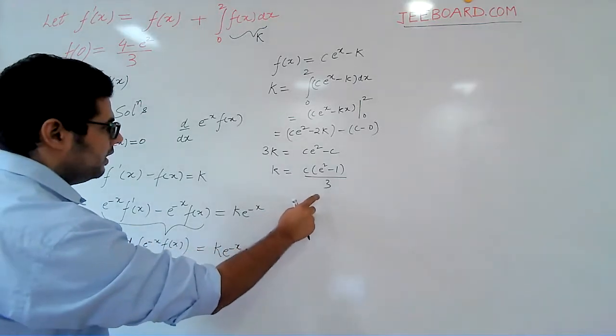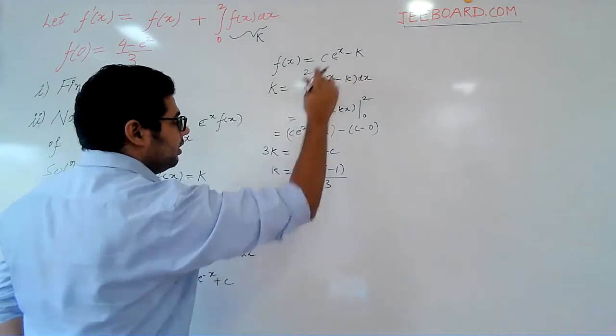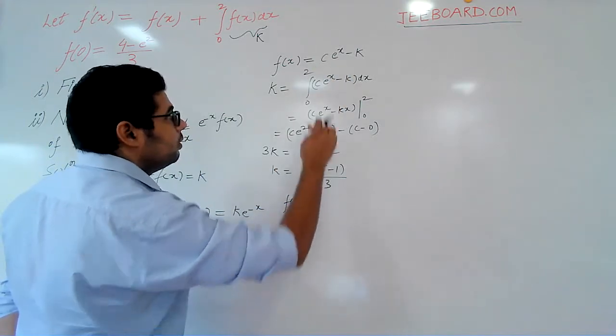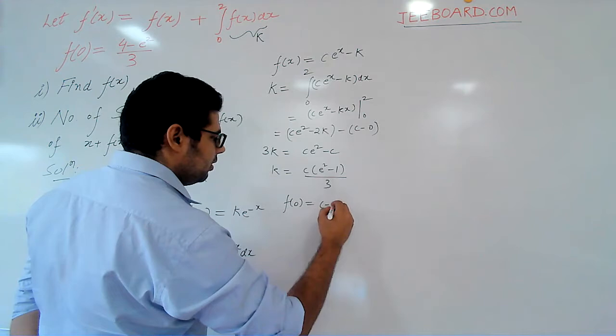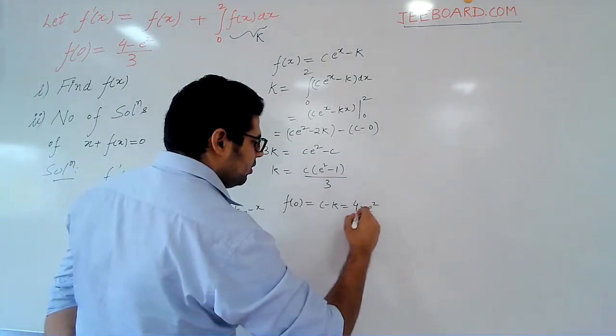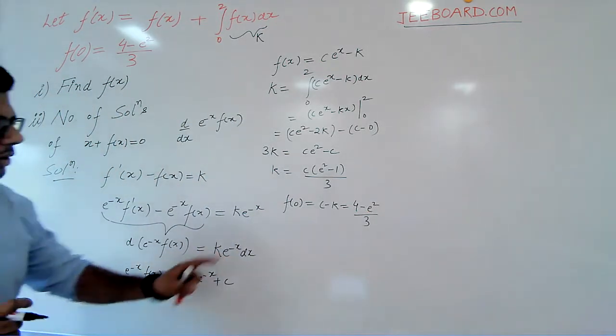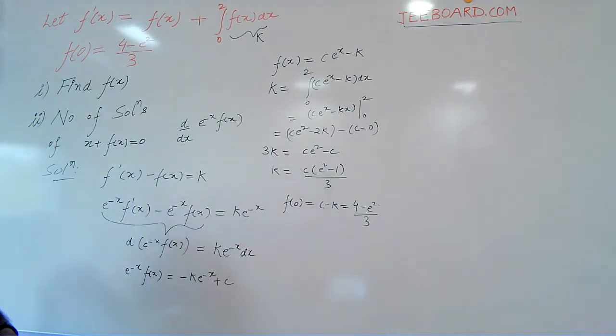Now we have got the value of k, and of course we know f of 0 is this, right? So use this again. From here we have f of 0 equals c minus k, which is equal to (4 minus e square) divided by 3, right? And we already know what is c. So from here we can find out c and k both. So let us try to figure out the value of k and the value of c independently, so that we can find out the value of f of x. So let us try to calculate both the things.